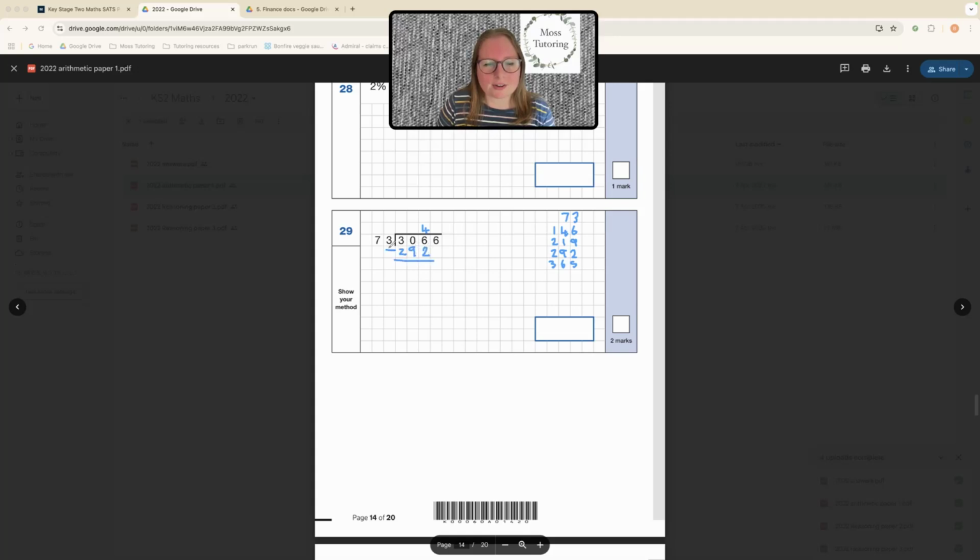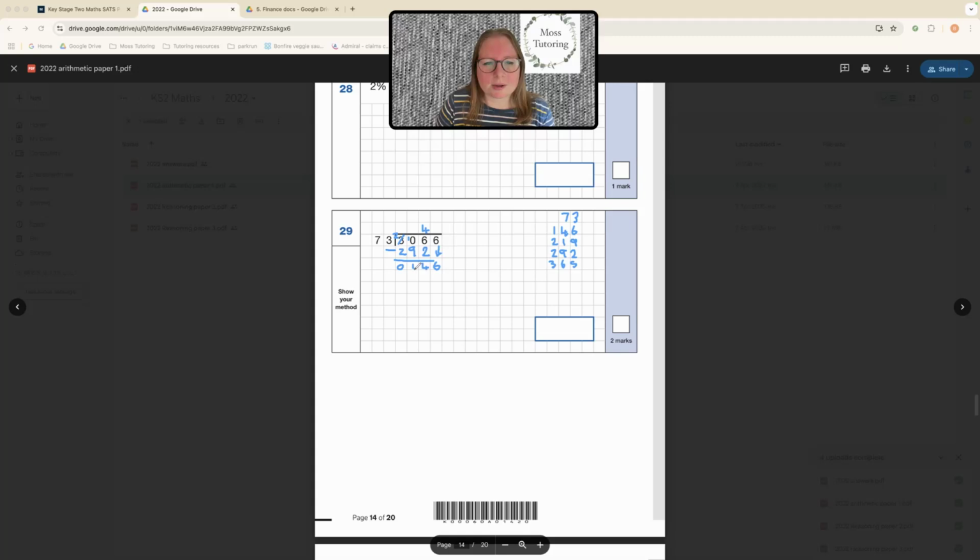Okay, then subtract that to find the remainder. So 6 take away 2 is 4. 0 take away 9 we can't do, so let's make that a 2 and make that a 10. So that's now made it into, so 10 take away 9 is 1. And then 2 take away 2 is 0. Okay, so now I'm going to bring down the 6.